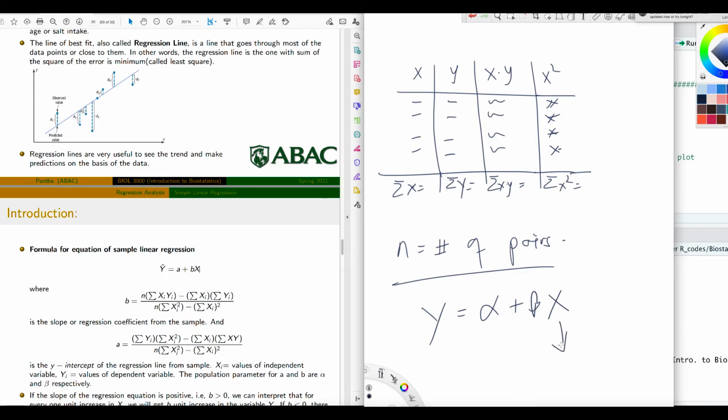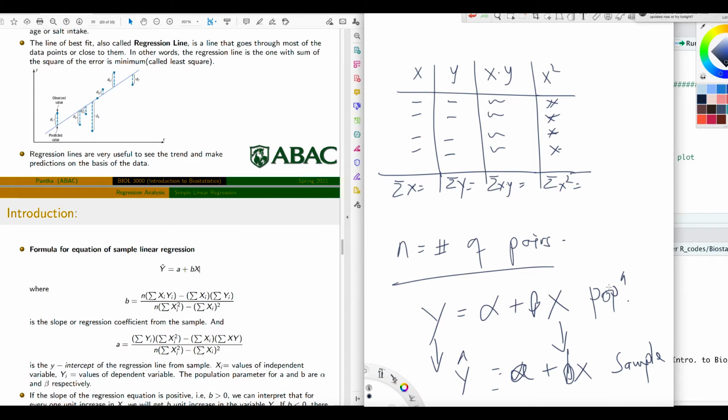X is the independent variable for the population, and Y is the dependent variable for the population. And for the sample, we write y hat equals A plus B times x. This is for the sample. This is for the population regression line. Okay, guys.